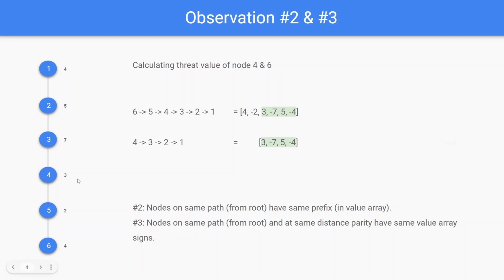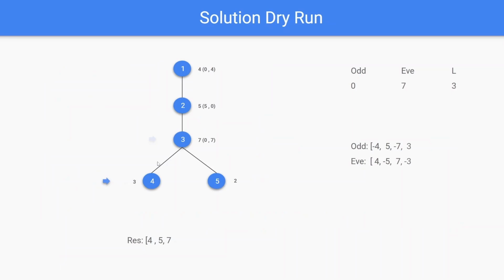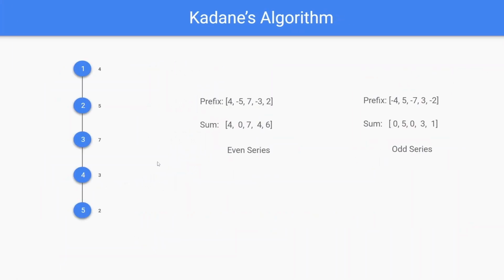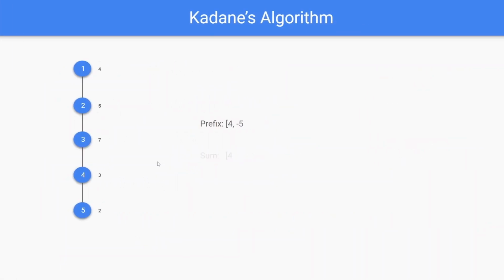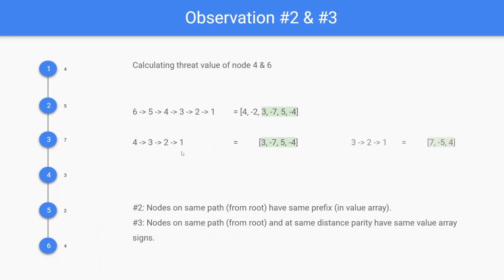If you take a look at this, node 3 is at even distance: 0, 1, 2. Node 3 is at distance 2, right? So this is at even distance. If you look at it, 7 is positive here, while for nodes 4 and 6, which are at odd distance, 7 is negative, right?